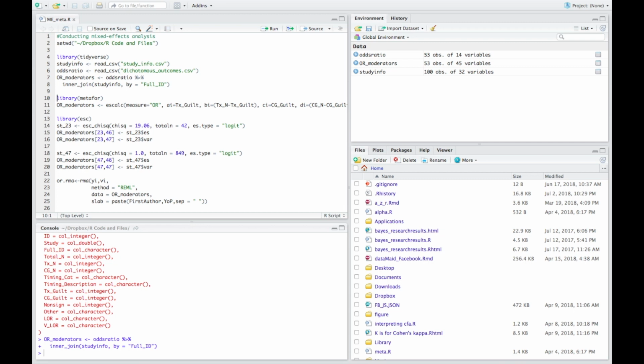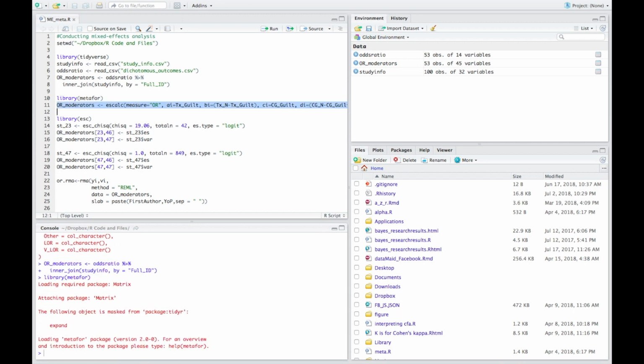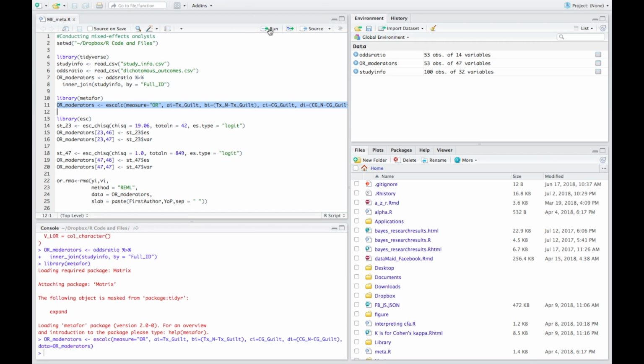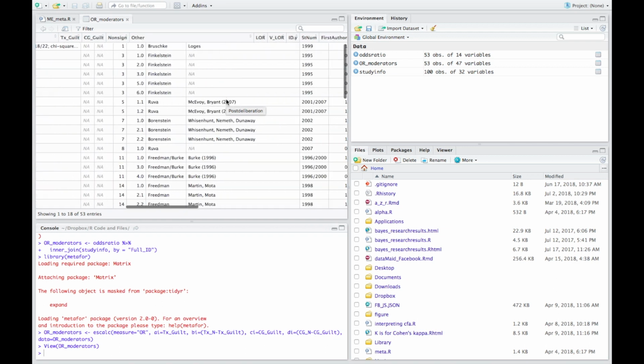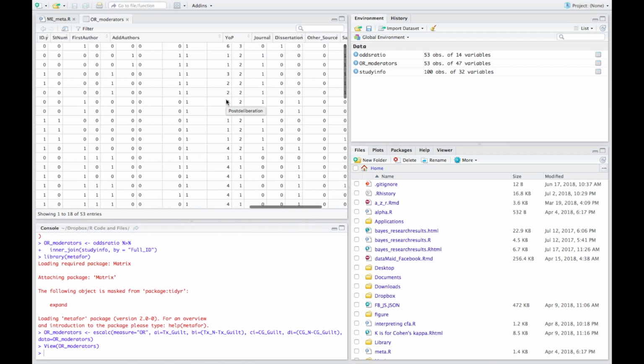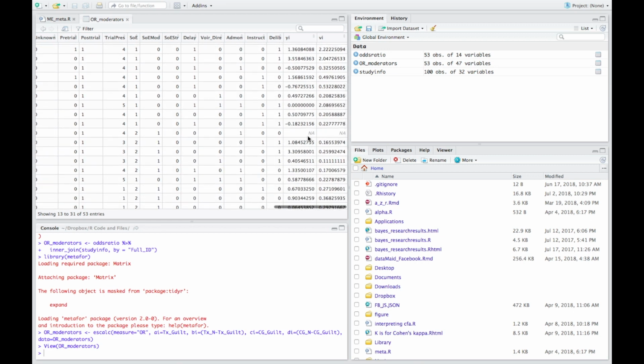So just doing the same process as before, we'll load the metafor package, and we'll compute our log odds ratios for those data. Now, if I view my OR moderators dataset, which is the full dataset with the odds ratios as well as our moderators, there were two studies that didn't include information to calculate odds ratio in the same way as the rest of the studies. You'll see we have an NA here and also here.